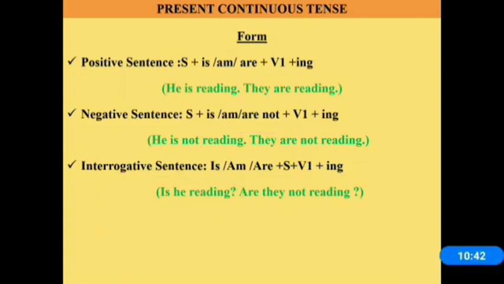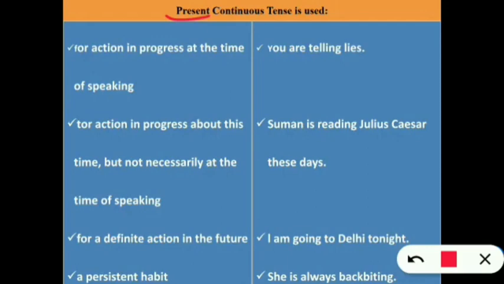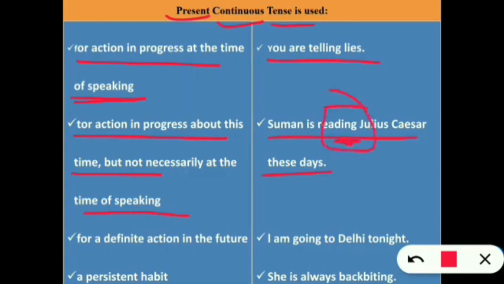Okay, let's see the uses of present continuous tense. It is used for action in progress at the time of speaking. It shows the progress of the work during the time of speaking. Example: you are telling lies. Next is for action in progress about this time but not necessarily at the time of speaking. Example: Suman is reading Julius Caesar these days. Alright, she is reading but not now, she is reading nowadays.